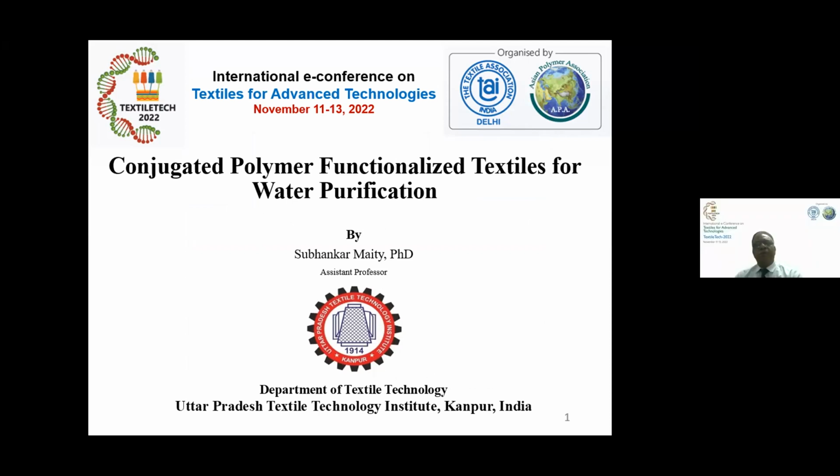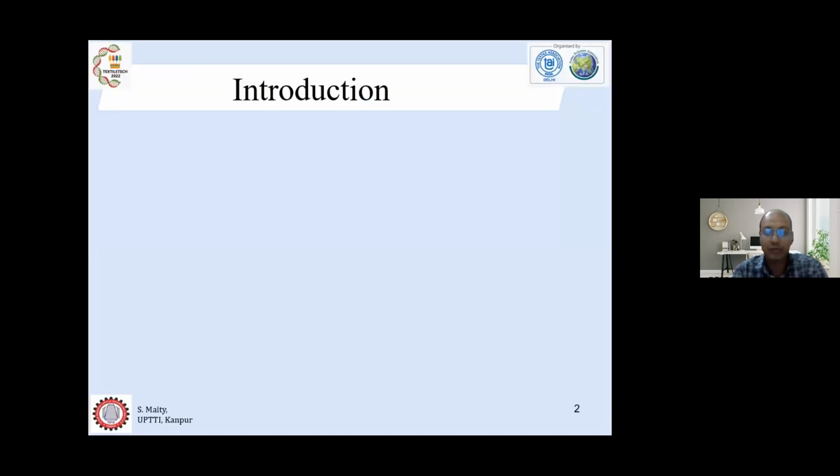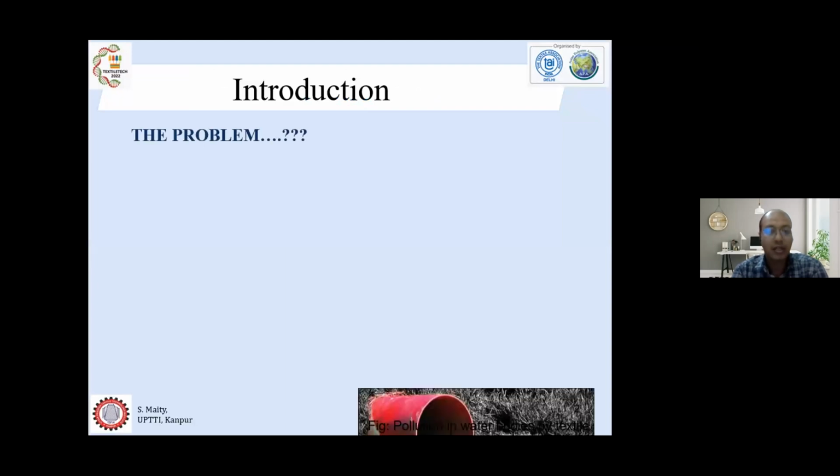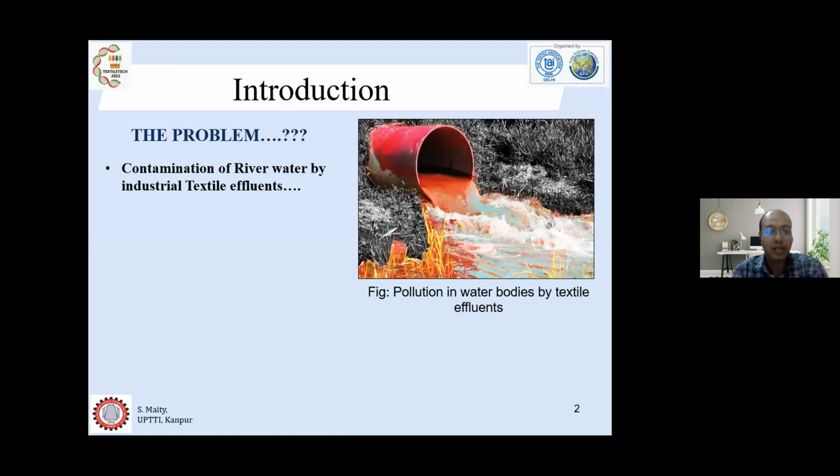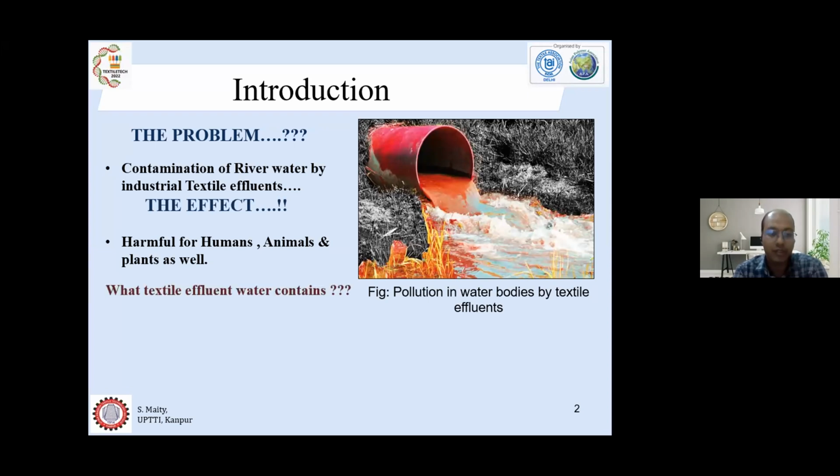I am Subhankar Maiti, Assistant Professor at Uttar Pradesh Textile Technology Institute. My topic of discussion is conjugated polymer functionalized textiles for water purification. Water pollution is one of the major concerns in our country. Water is polluted by various manufacturing industries, including the textile industry. Various textile effluents are gradually treated with water, and those effluents contain various heavy metals, which are very harmful for humans, animals, and plants as well.